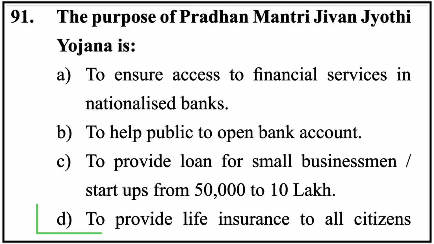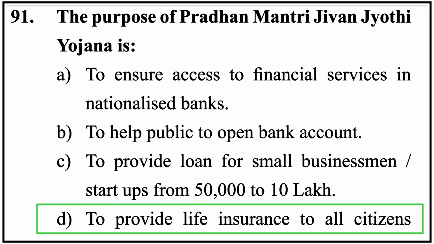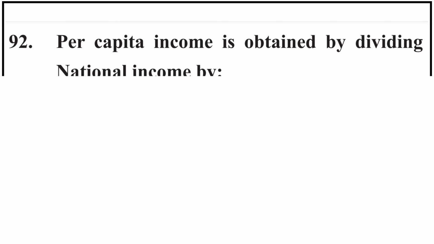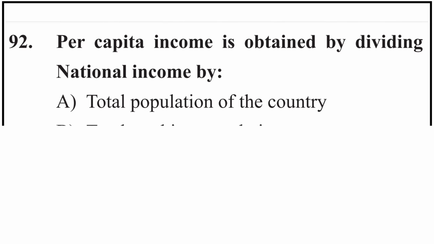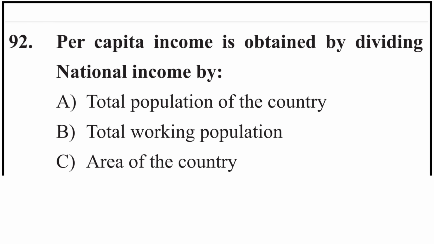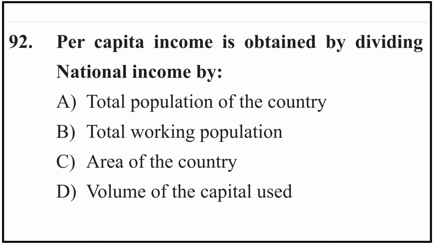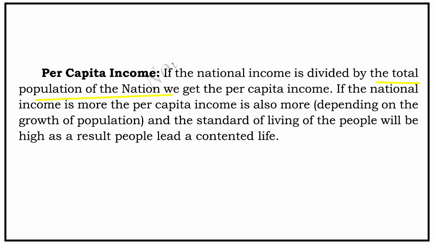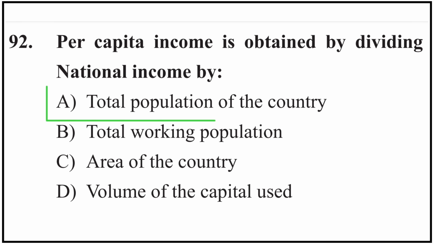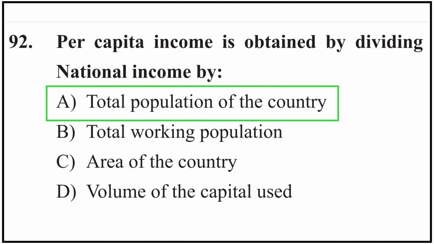Here our right option is D, to provide life insurance to all citizens. 92. Per capita income is obtained by dividing national income by, our options are A, total population of the country, B, total working population, C, area of the country, D, volume of the capital used. Here is a clue. Per capita income. If the national income is divided by the total population of the nation, we get the per capita income. Here is our right option A, total population of the country.